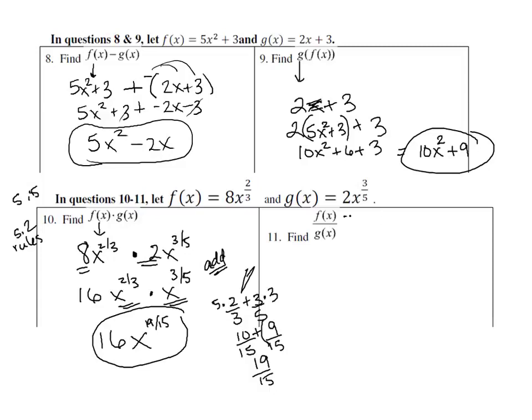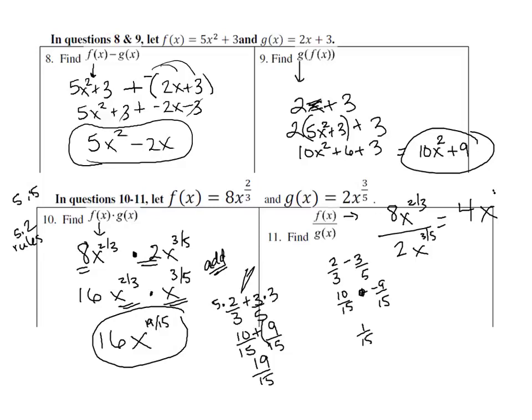It's a division problem, so set it up first. Your f being divided by your g. So again, 8 divided by 2 is 4. And the rule here is to subtract. So 2/3 take away 3/5. It's the same fraction, so it's going to be the same denominators. I'll just recopy what we already had. So 10/15 minus 9/15 will be 1/15. So that is our new exponent.